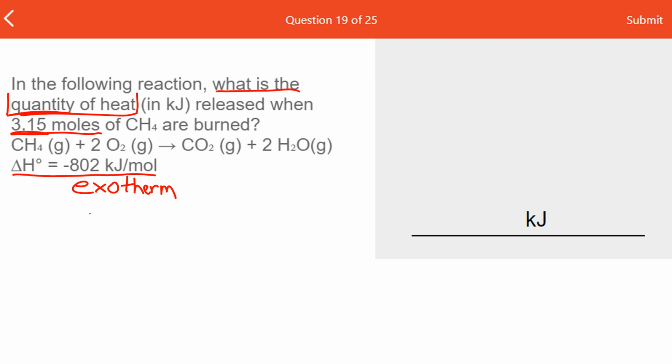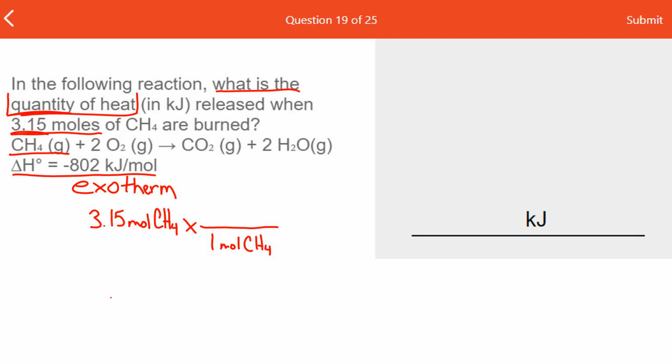It gave me moles to start off with. So I have 3.15 moles in my example. It tells me it's CH4. So what is the only thing in the chemical reaction that I'm going to be looking at as far as coefficients? CH4. All right. So I'm in moles of CH4, so that means I can immediately go to my mole ratio. My coefficient in front of CH4 is 1. So I have 1 mole of CH4.